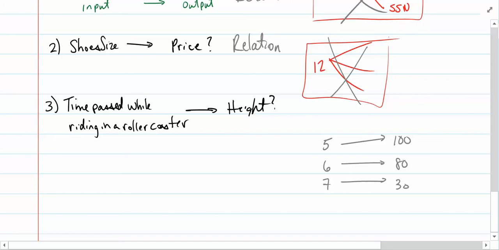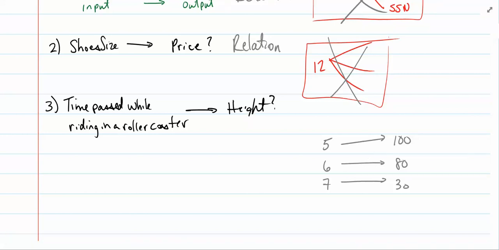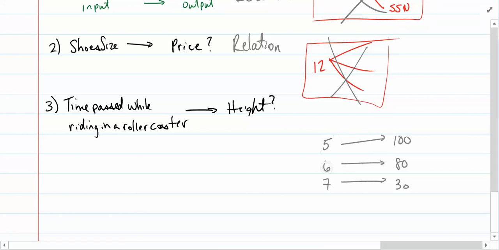There's no way possible that after 7 seconds you could also be at 100 feet in the air. It's not possible the way the ride was designed and the way they'll let it operate. There's no way that you could be at two different heights at any given time in that ride. So because each of these time values as an input is always associated with one output, the height, we know that this model would represent a function.